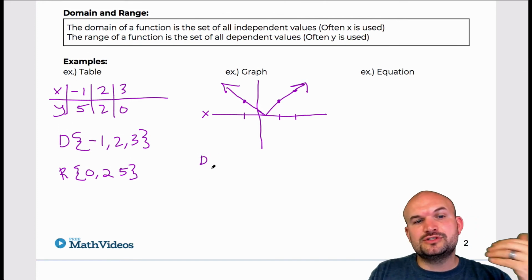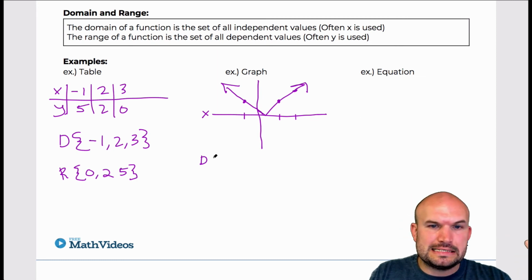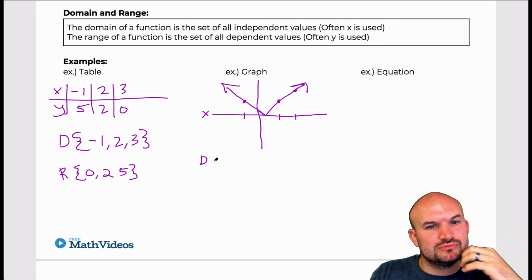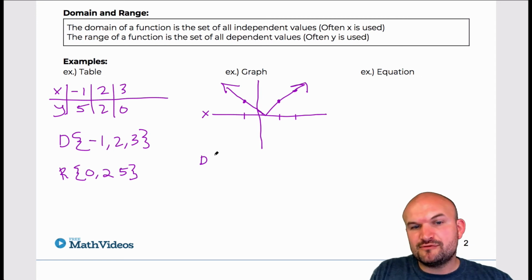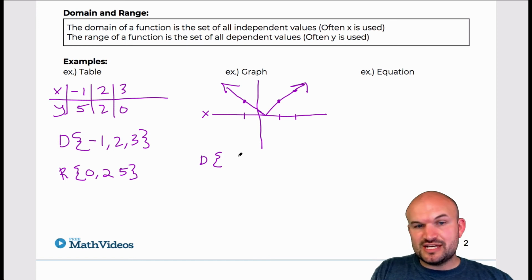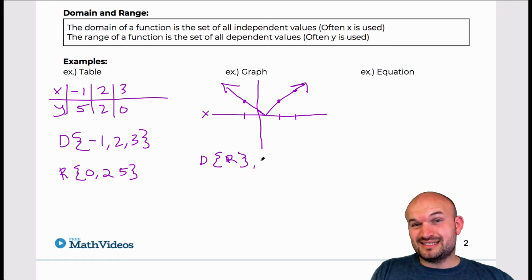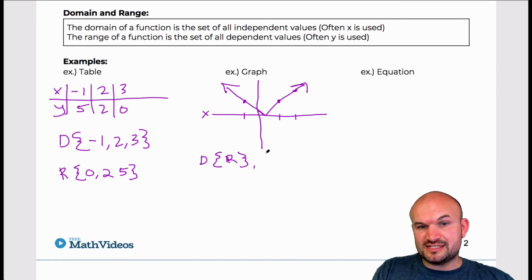Now in this case, let's write it in set notation. So in set notation, I could just say it represents all real numbers. So I can say the set of all real numbers. Okay. I could also represent the set with inequalities. So I could say the set from negative infinity, which is less than or equal to x, which is less than or equal to infinity.